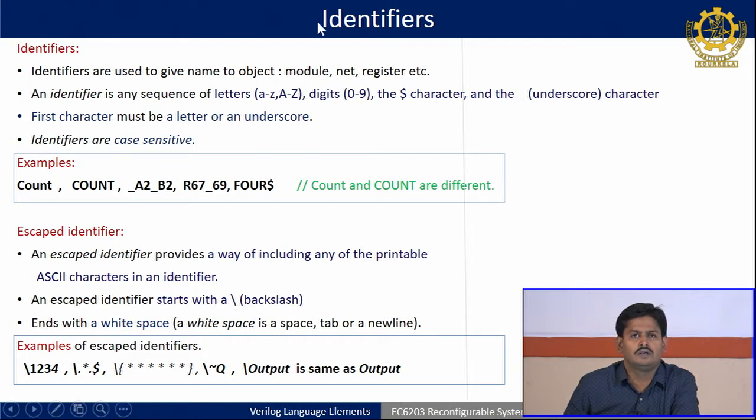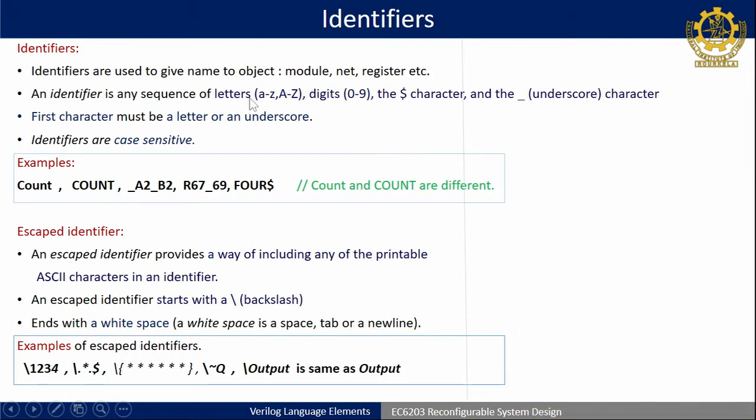It may be a module, it may be a wire, it may be a register. In order to give a particular name so that he is able to identify that particular module, identifiers are used. Identifiers consist of letters followed by numbers. It can be either small a to z or capital A to Z or digits like 0 to 9. You can also additionally have the dollar character and underscore character. All these things can be there in identifiers.